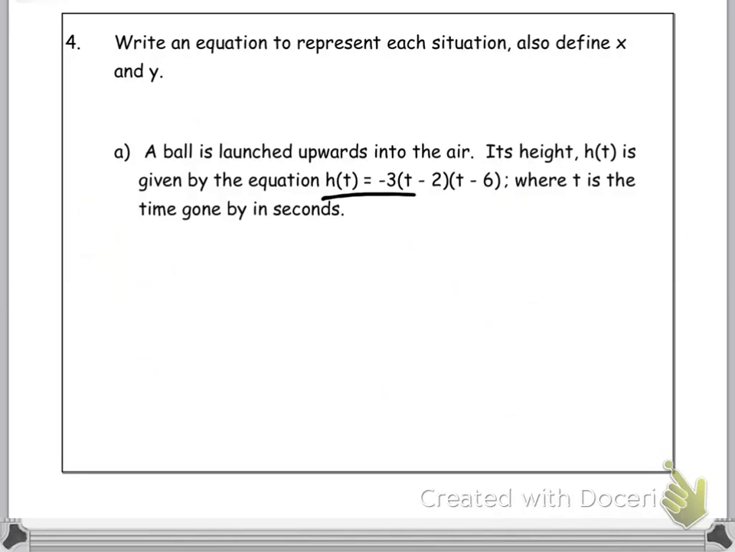Write an equation to represent each situation. Oh, guess what? The equation's given to you. Also define x and y. So we're going to sketch, represent each situation, and define x and y.